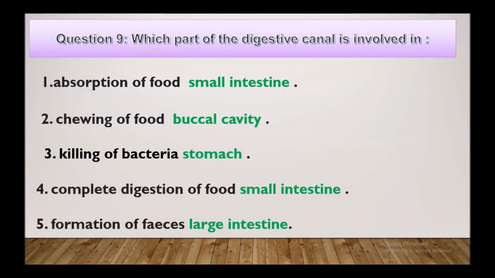Question 9. Which part of the digestive canal is involved in absorption of food? So in absorption of food, small intestine is involved. Squeezing of food, buccal cavity. Killing of bacteria, stomach. Complete digestion of food, small intestine. Formation of feces, large intestine.